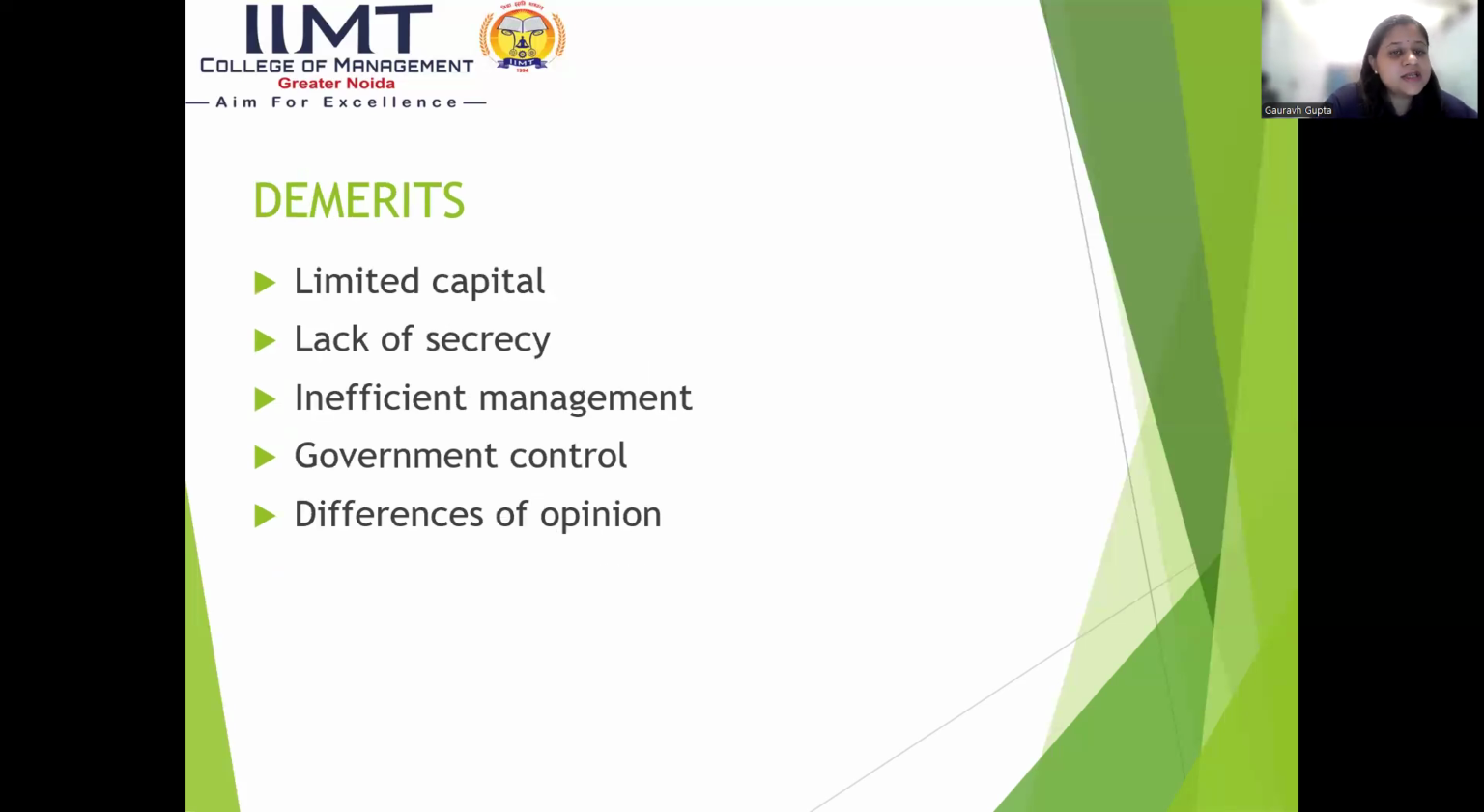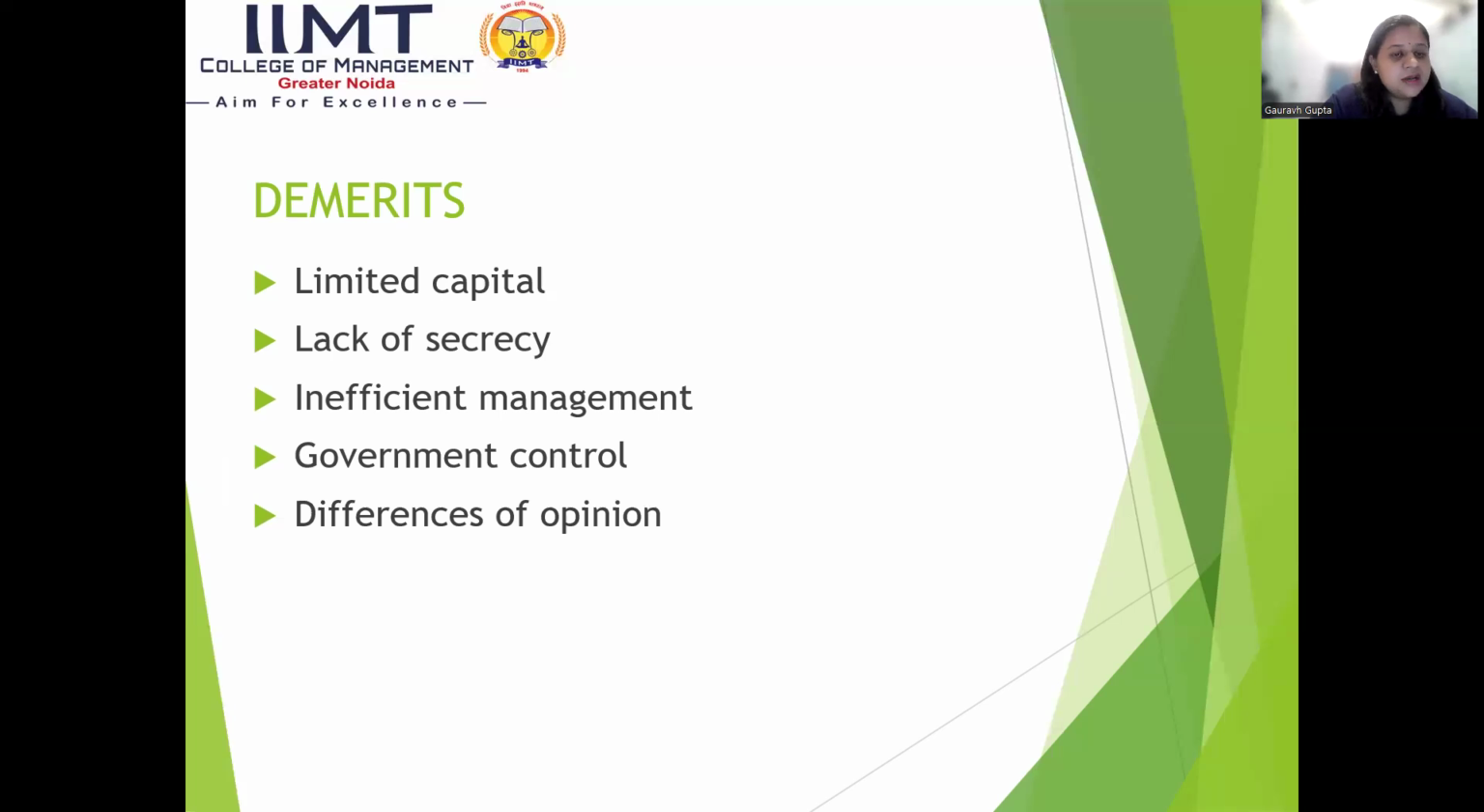Demerit. The first point is limited capital. Capital contribution by the members is the only source of finance, and low dividend also discourages members from providing finance to the society. Next point, lack of secrecy. Difficult to maintain secrecy as members disclose all information related to the work of the society in the meeting.